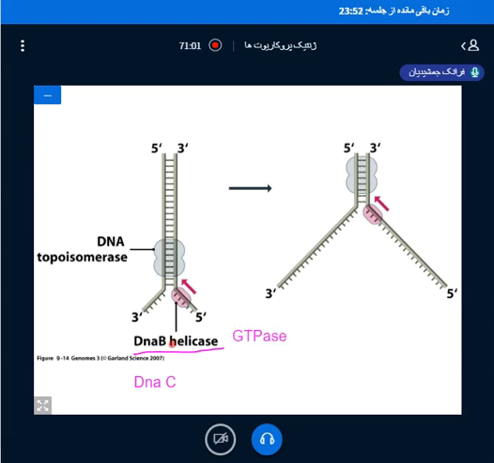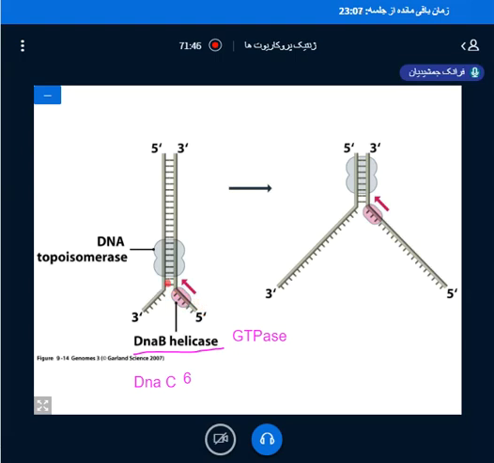with the help of DNA C. Six proteins of DNA C help DNA B helicase to separate the two strands of DNA. The direction, listen to me, the direction of DNA B is from 5' to 3'. You can see it in the picture. The direction is from 5' to 3'.